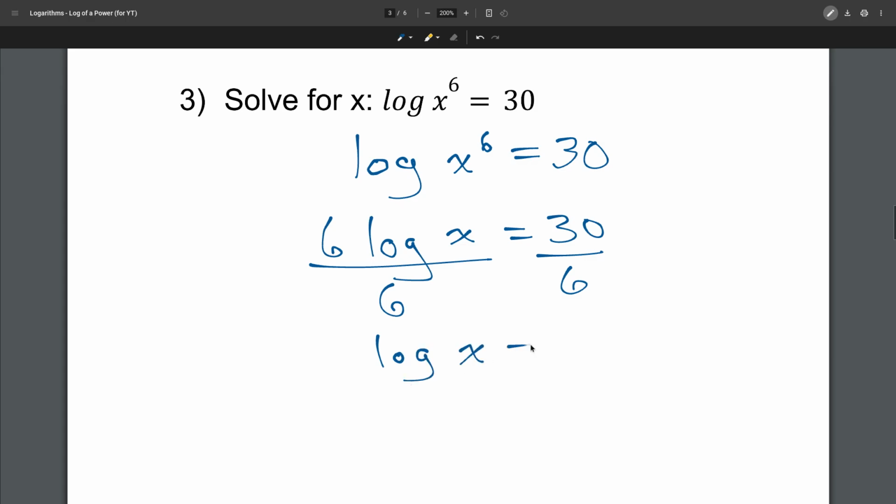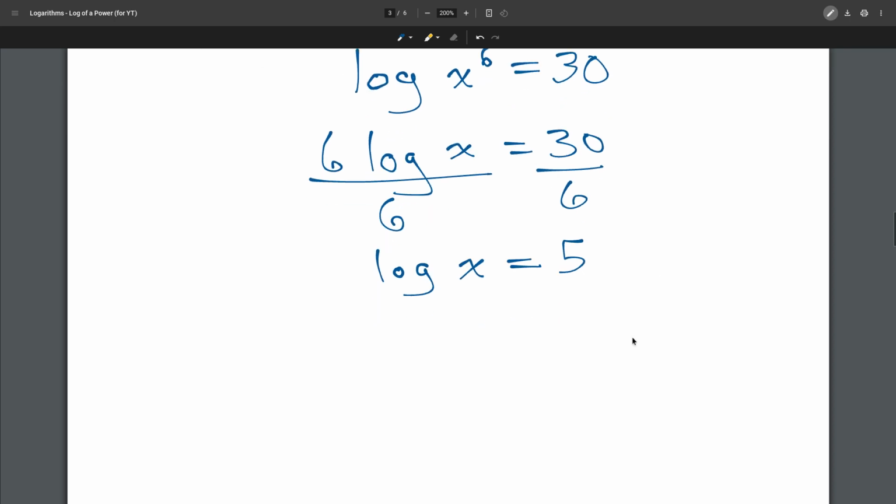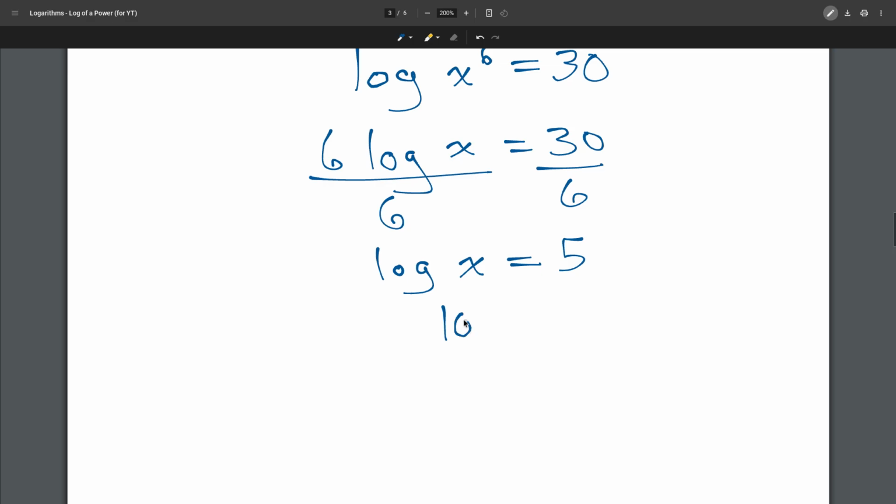of x equals 5. Now a logarithm, when the base isn't written, the base is 10. So 10 to the 5th power equals x. That's how we'd write it as an exponential equation. Now 10 to the 5th power is a 1 with 5 zeros. So x is going to equal 100,000.